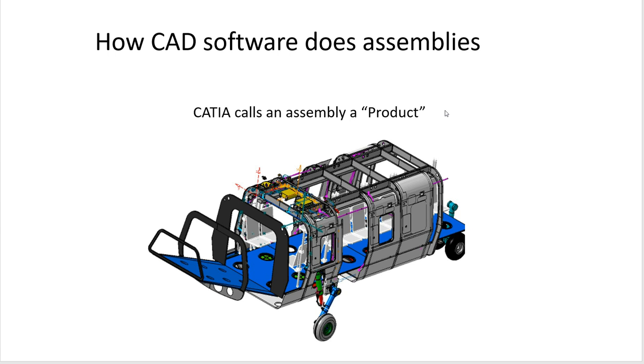Let's discuss how CAD software, any CAD software, does assemblies. Also remember that Catia actually calls an assembly a product. It uses the word assembly for something different.